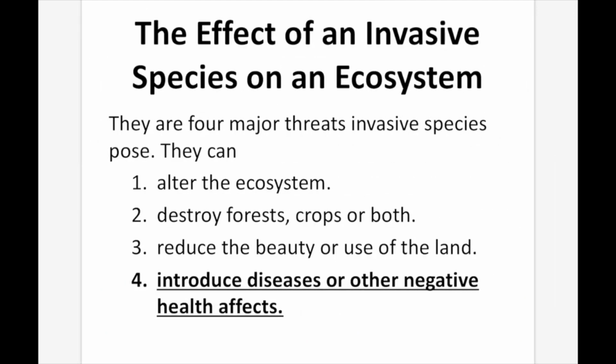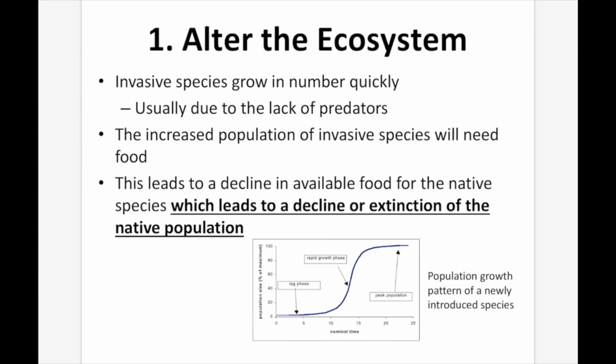The effect of an invasive species on an ecosystem. So there are 4 major threats invasive species pose. They can alter the ecosystem, they can destroy forests, crops, or both, they can reduce the beauty or use of the land, and they can introduce disease or other negative health effects. So let's go through each one. Number 1, alter the ecosystem.